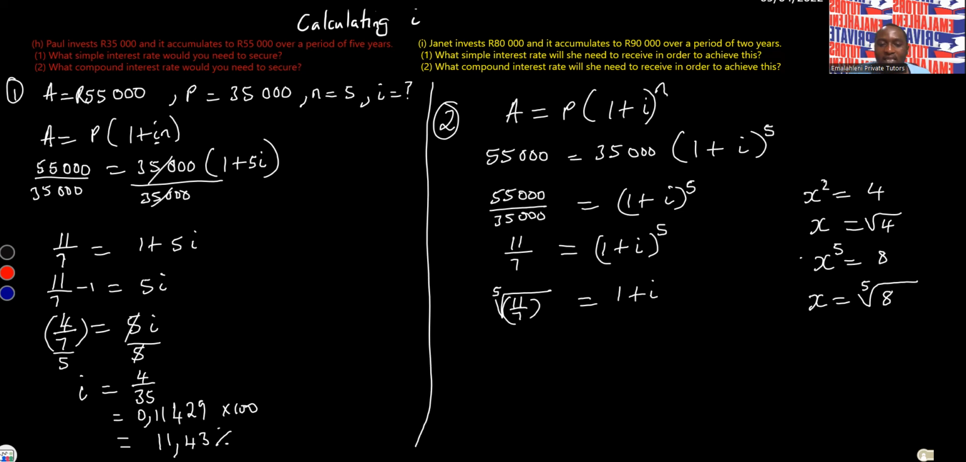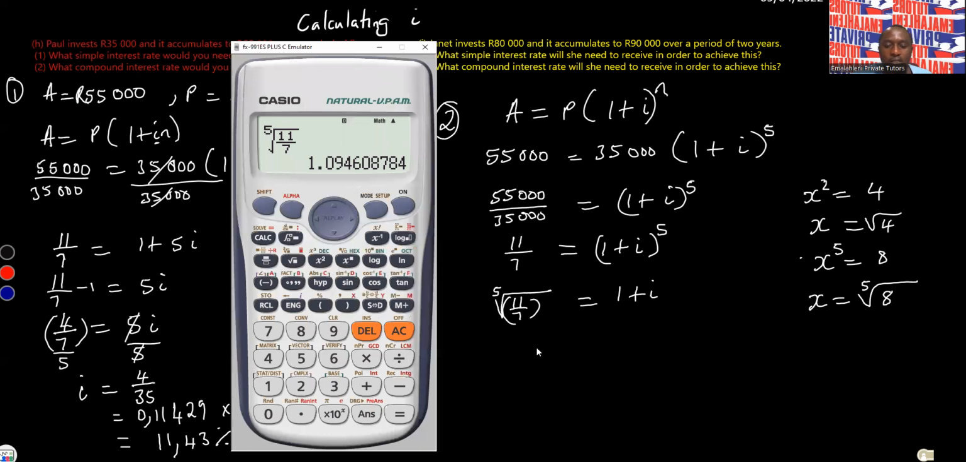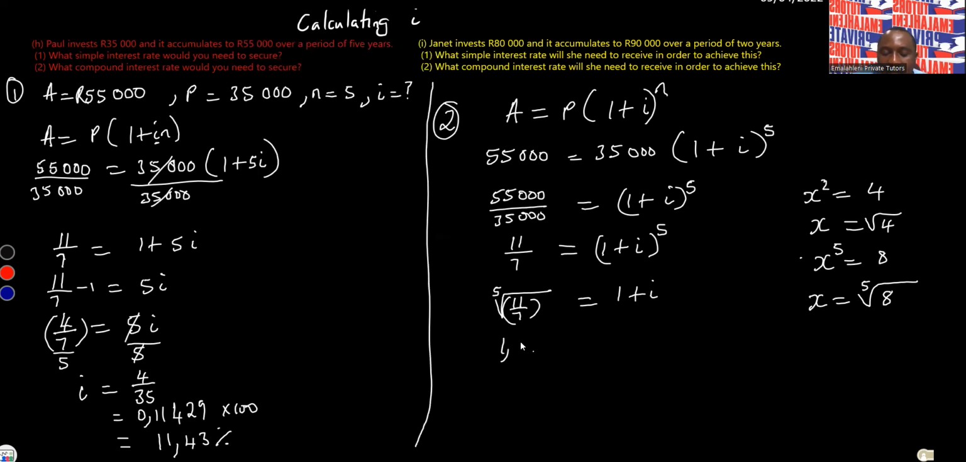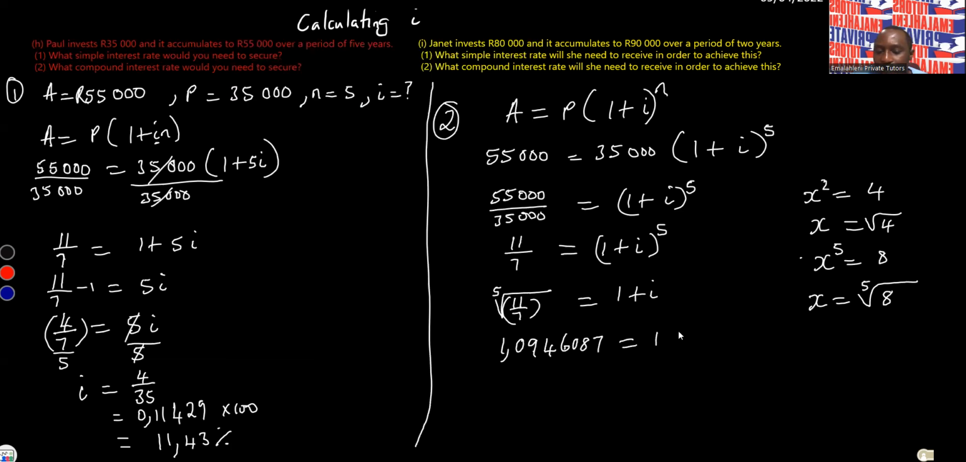So we go on to our calculator and punch it in as we see it. We use this one here. We shift. Then we put the 5 there. Then we go inside there. We put 11 over 7. So 11 over 7. Then what do we get there? We get 1,09, which you can't get as a fraction. So it's 1,0946. We can continue like that. 1,0946 is equals to 1 plus our i.